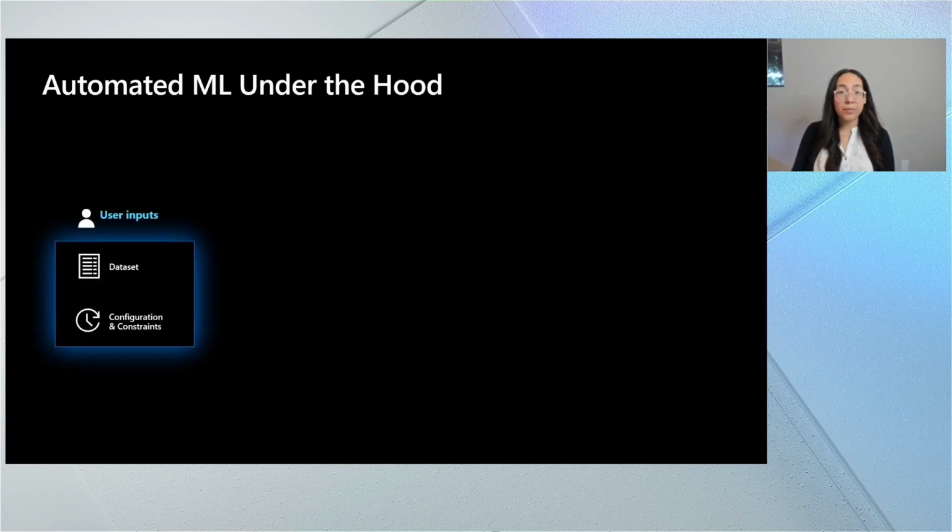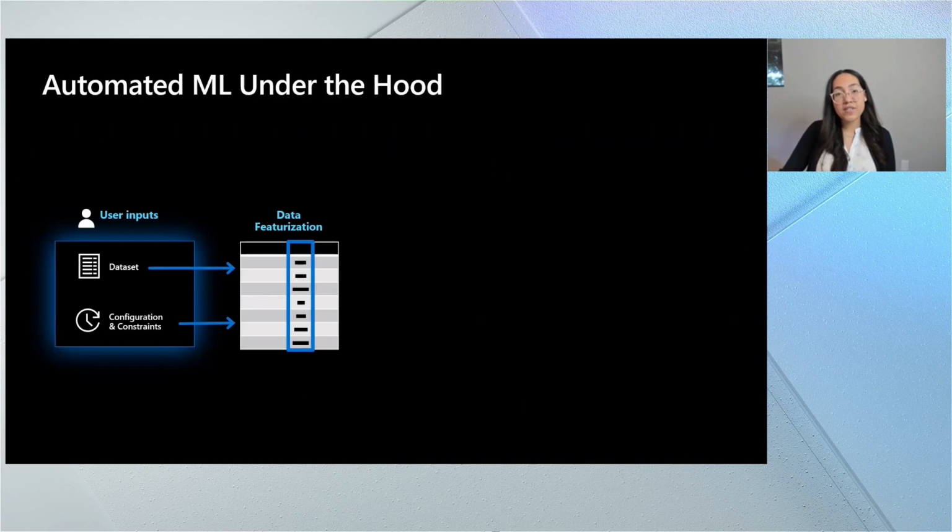It all starts with user inputs. You come in with your data, as well as different configurations and constraints. An example of this could be how long you want to run for, let's say something like 3 hours. Once you've done this, you can be as hands-off as you'd like. Automated machine learning will automatically handle the data featurization. This includes handling those missing values like we talked about, but also adding other information to your data, such as holiday information and even weather.